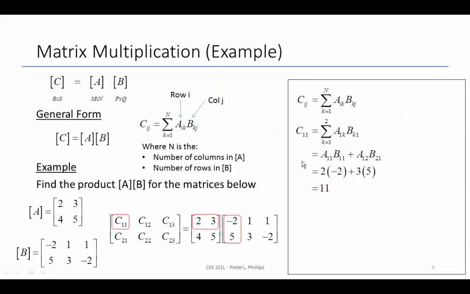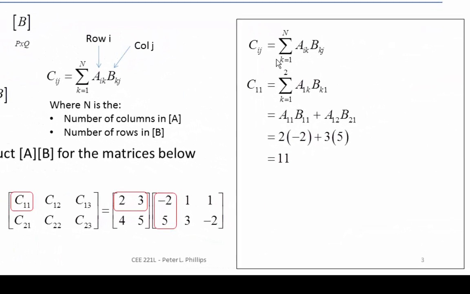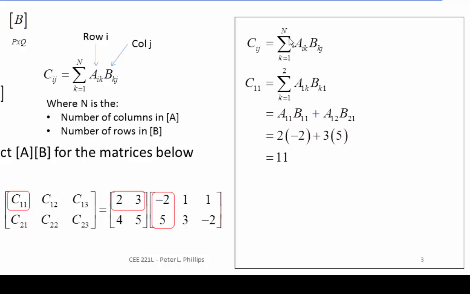If we look at the general form here, C_ij equals the sum from k equals 1 to n of A_ik B_kj. We plug in i of 1 and j of 1, and we end up summing over two terms here. So if we expand the summation, we get A11 times B11 plus A12 times B21. And again, if you do that, you get 2 times negative 2 plus 3 times 5 and end up with 11 here. So that is the value of C11.